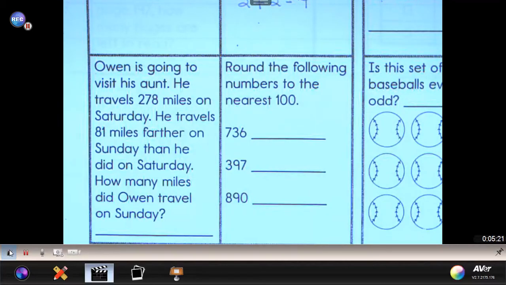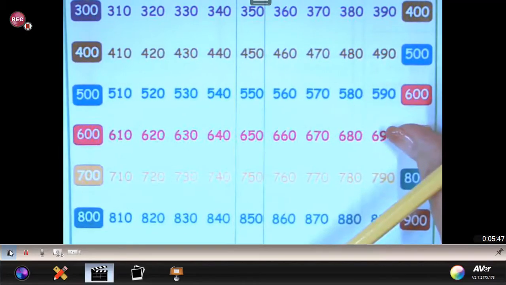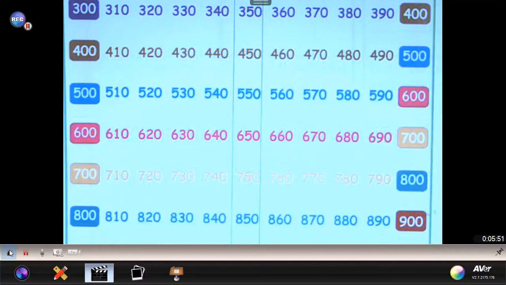So if we take a look at and use our multiples of 10 chart, eventually we'll hopefully be able to get away from using our multiples of 10 chart, but if we need to use it, we can. So we're looking for the 200s first. Step one is look for the 200s that this number is between. So 736, if I use my multiples of 10 chart, I would see that 736 would lie between, probably right here, between these two 10s, 730 and 740.